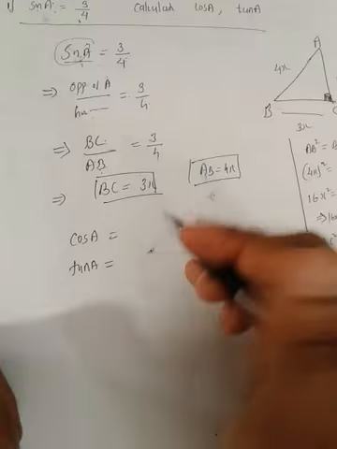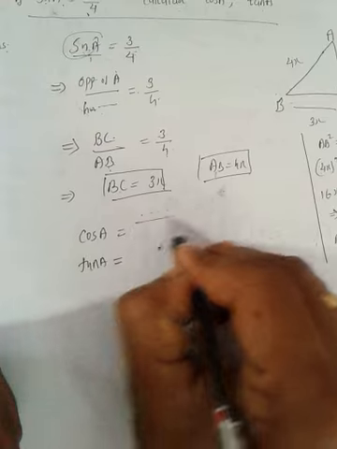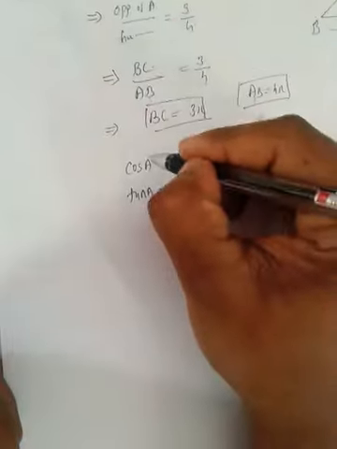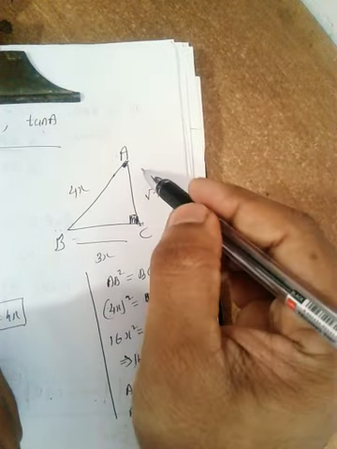It's very simple. Then cos A and tan A is the question to calculate. What is cos A? Right formula, adjacent of A by hypotenuse. So this is angle A. So adjacent of A divided by hypotenuse. What is adjacent of A?